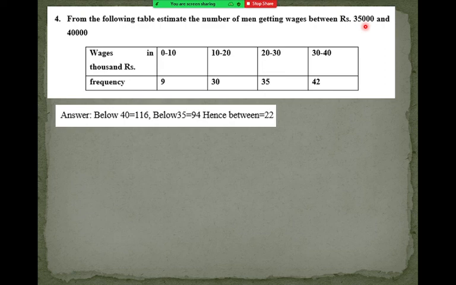But this data is not given in the normal way. Generally we have data like for x equal to 10, y is 9; for x equal to 20, y is 30, that way. But here we are given the wages for certain ranges. From 0 to 10 there are 9 persons. There are 30 persons whose wages are between 10 to 20k, that way. So already a hint is there in the answer.